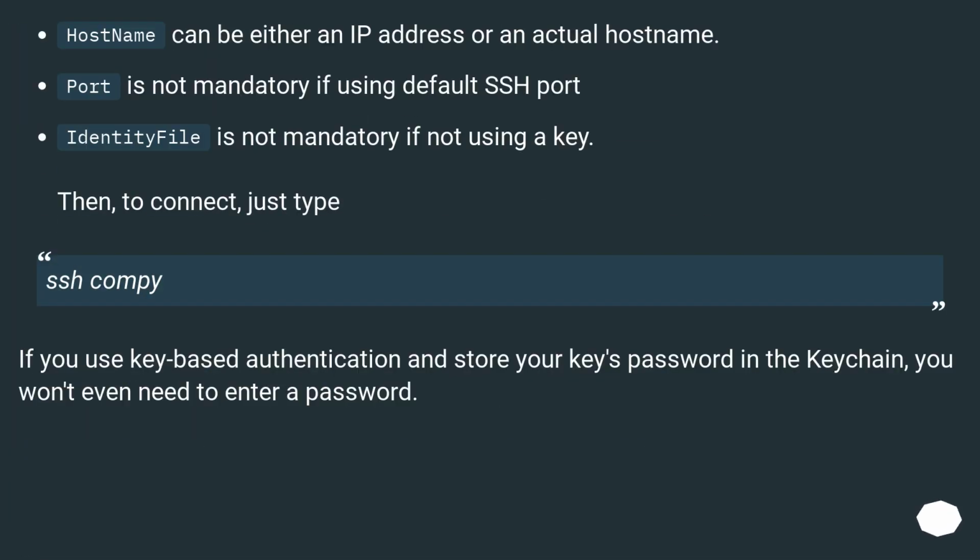Hostname can be either an IP address or an actual hostname. Port is not mandatory if using the default SSH port. Identity file is not mandatory if not using a key. Then, to connect, just type ssh and the host name. If you use key-based authentication and store your key's password in the keychain, you won't even need to enter a password.